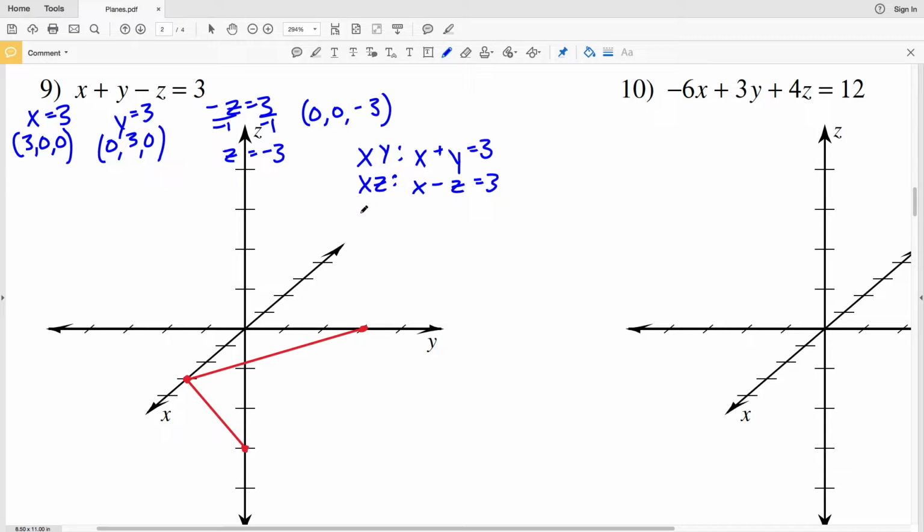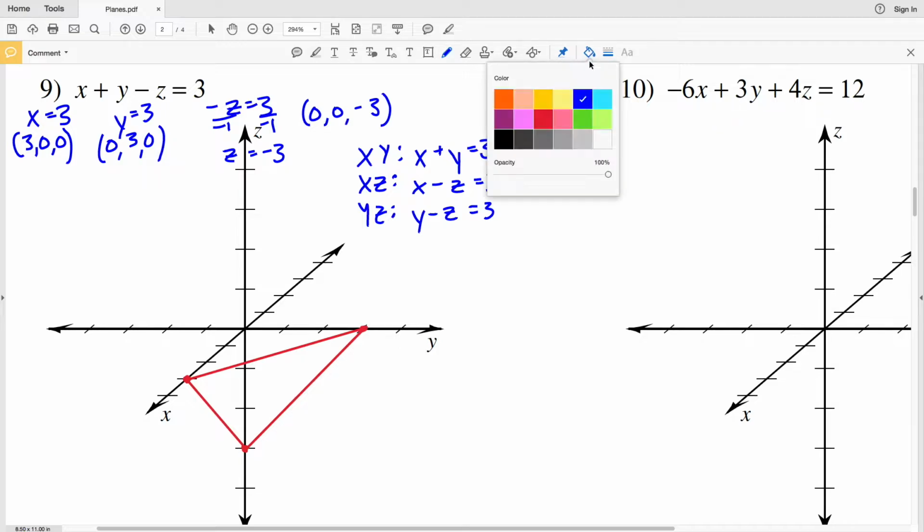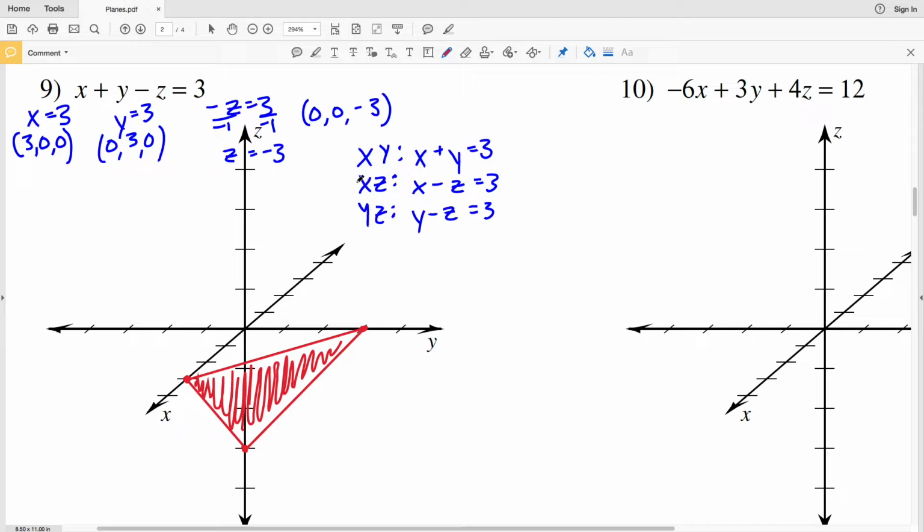And then lastly, we're going to find the trace yz, which is that line from the y-intercept to the z-intercept. And that occurs when x is equal to 0. So y minus z equals 3 is that trace, or the equation for that line. And now I'll just shade in that plane. So there's our sketched plane, and there is each trace for the plane.